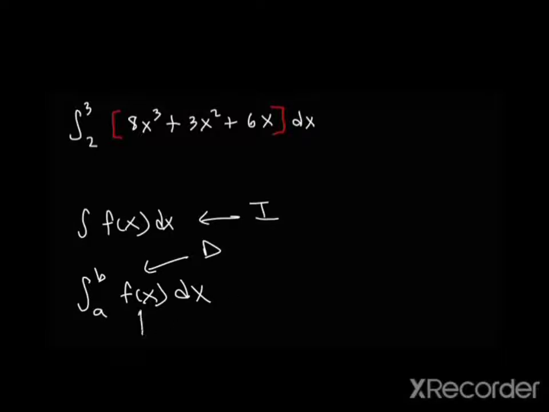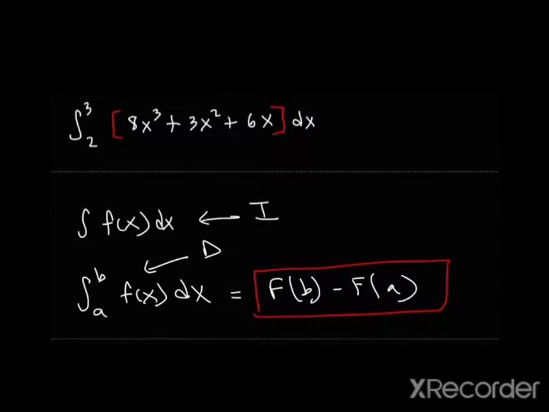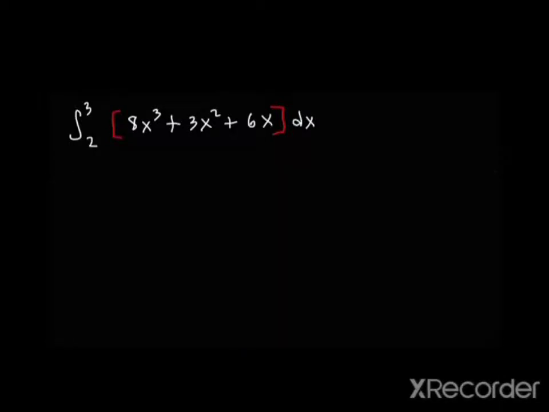The antiderivative of a function f of x is capital F. To evaluate the definite integral, once you find the antiderivative, you need to plug in the limits of integration, and so the value of the definite integral is going to be F of b minus F of a. But let me show you the process by which we can evaluate a definite integral. So let's start with this example. We need to find the antiderivative of each term in this expression.